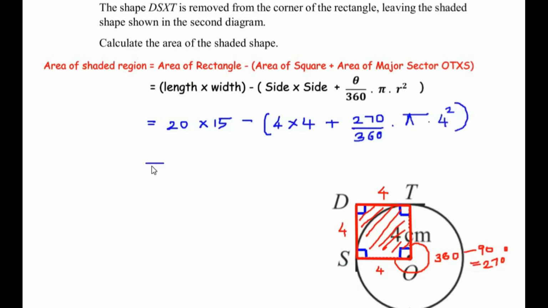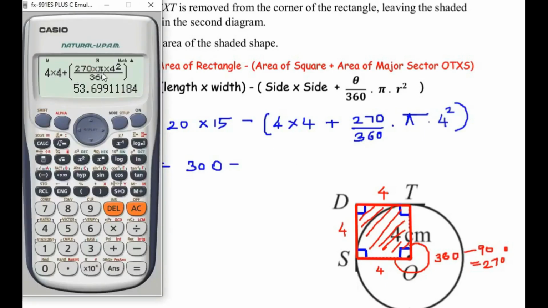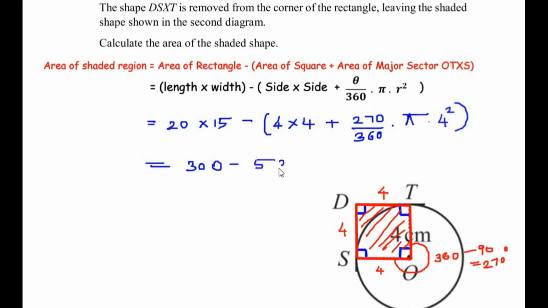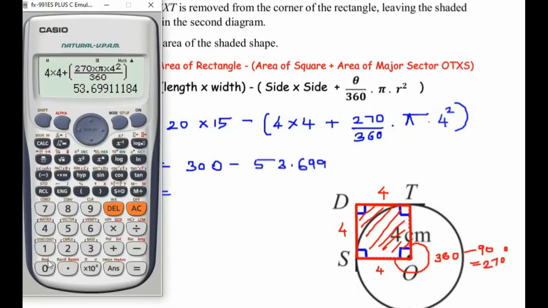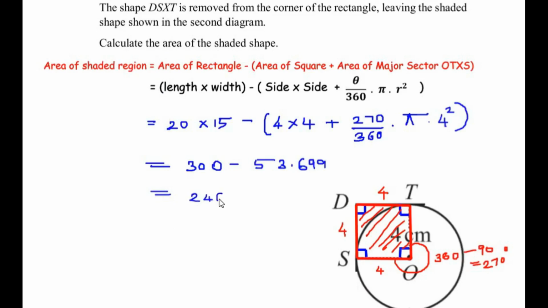Now here 20 times 15 is 300 minus, so let us see what is the bracket value we get now. So here we have 4 times 4 plus 270 times pi times 4 squared over 360, which is 53.699. So let me write here 53.699. So here 300 minus 53.699. Let us check how much we get. So 300 minus the answer gives us 246.3. So the area of the shaded region is 246.3 centimeter square.